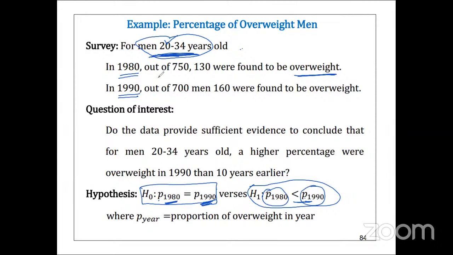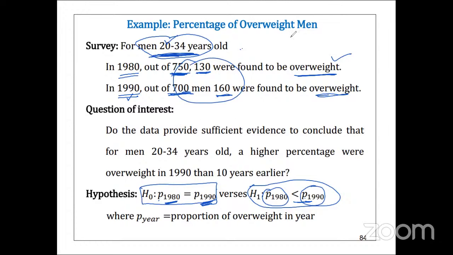So what is done now? In 1980, a sample of 750 is taken. Out of 750, 130 were found overweight. While in 1990, 700 men were chosen and 160 of them were found overweight. This is the data that is generated through your sample.